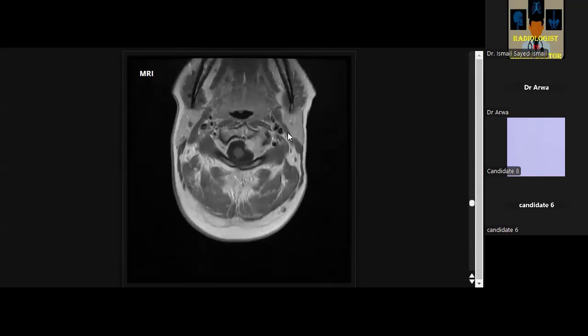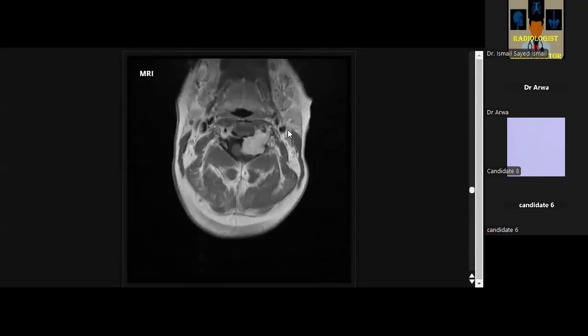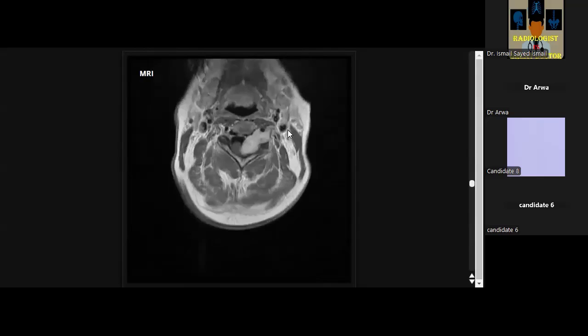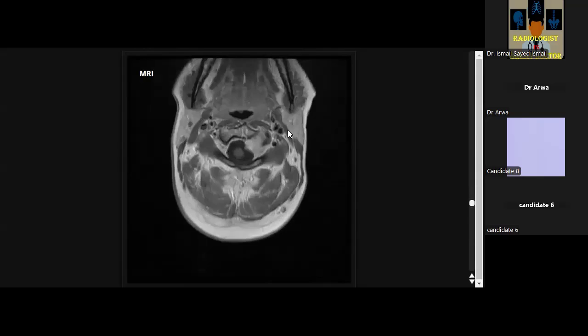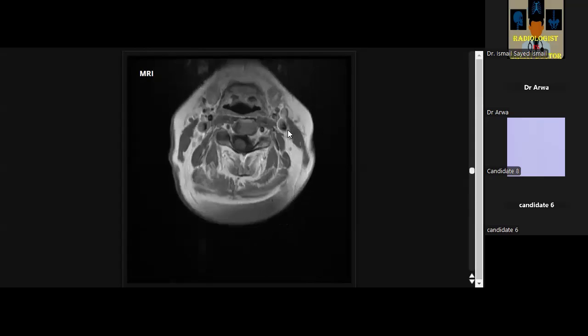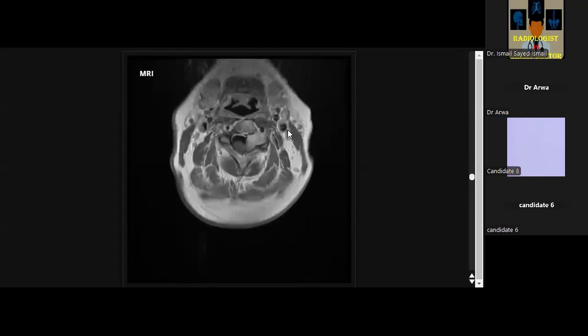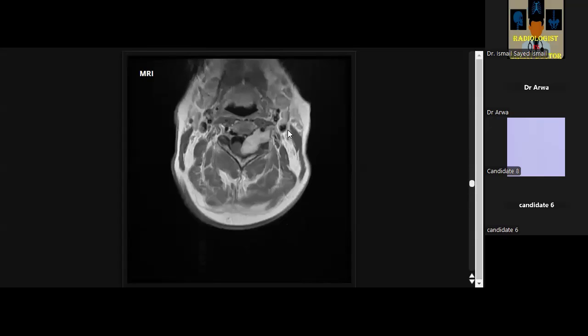Okay, I can see there is a homogeneously enhancing, intensely enhancing lobulated lesion involving the left neural foramina. And also it is extending into the extradural compartment. This lesion is causing compression of the spinal cord, and it is pushing the spinal cord posterolaterally.